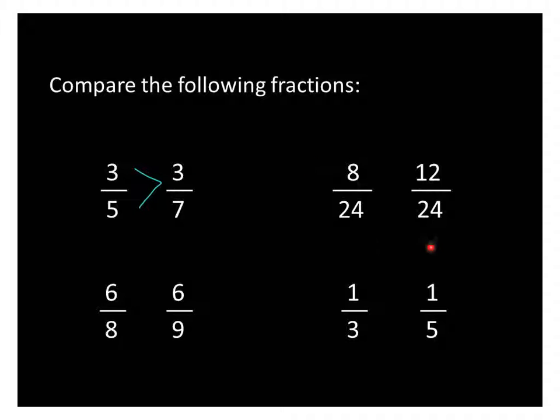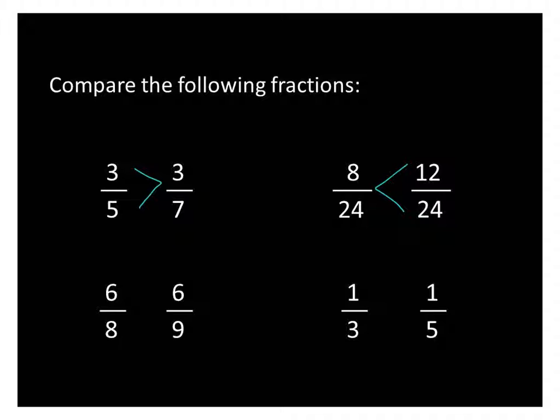Let's look at another set. 8/24 and 12/24. Here they both have common denominators. That means they have the same size pieces, we just have different numbers of them. Here I have 8 of those pieces, here I have 12. So we know that 12 would be greater. 12/24 is greater than 8/24.